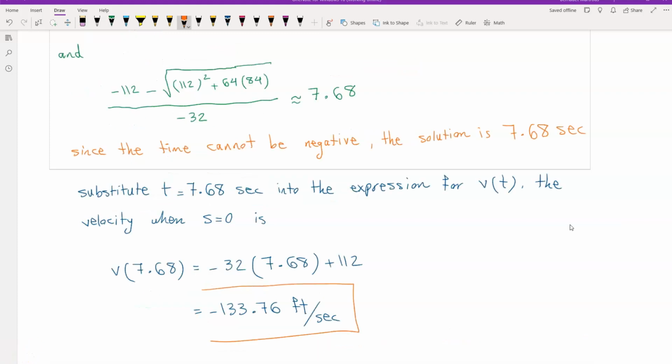Next step, substitute t equal to 7.68 into the expression for velocity. So finding velocity when s equal to 0, that is negative 32 times 7.68 plus 112. And our answer for velocity is negative 133.76 feet per second.